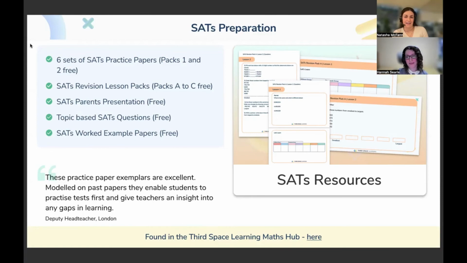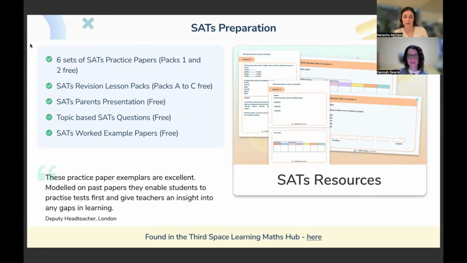Great. Thanks, Hannah. It's just a great time saver having lots of different resources you can dip in and out of, whether it's for classwork, homework, something you want to send to parents, sort of act as a mock test almost. So lots there. And I particularly like the topic-based stats questions.